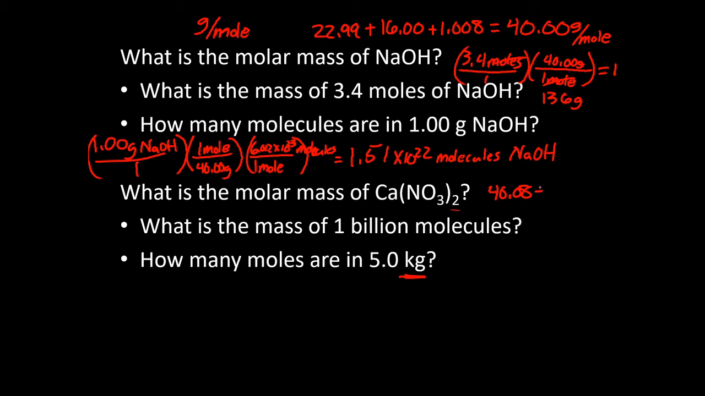Nitrogen has a molar mass of 14.01, and we have 2 of them. So we're going to have 2 times 14.01, and I believe I'm out of space to write here, so we're going to add the oxygen down below here. So we have 6 oxygens. Each of them are 16 grams per mole. So we have 40.08 plus 2 times 14.01 plus 6 times 16.